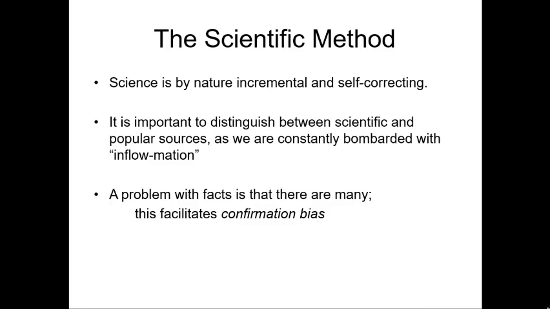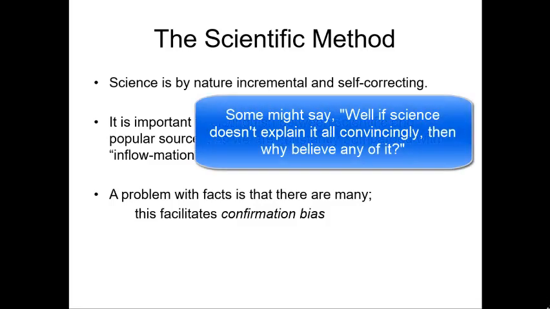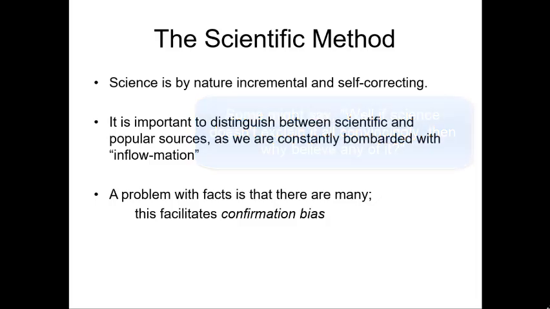Science by nature is incremental and self-correcting. Could actually get it wrong, and then somebody has to come back and look at the data, and perhaps it starts to correct itself with this process. And so we have to be careful. We need to be able to distinguish between scientific sources and popular sources. That doesn't mean that popular sources are bad.